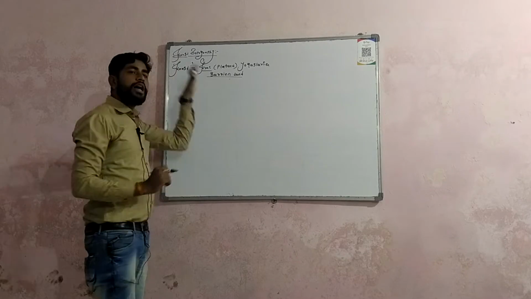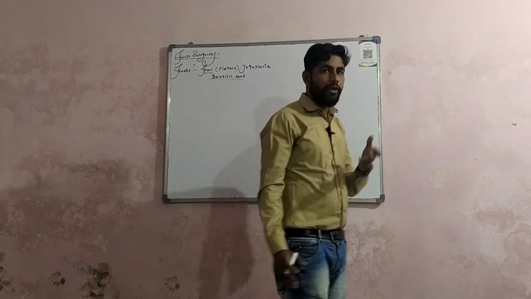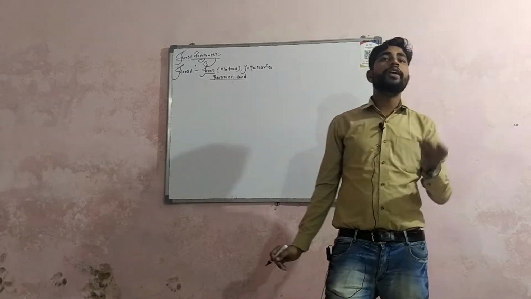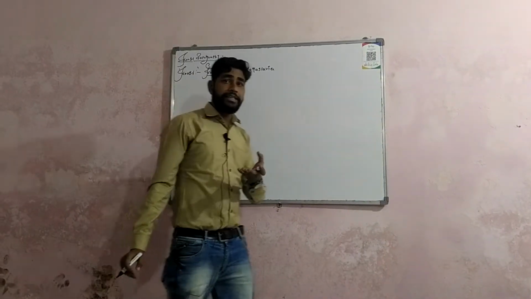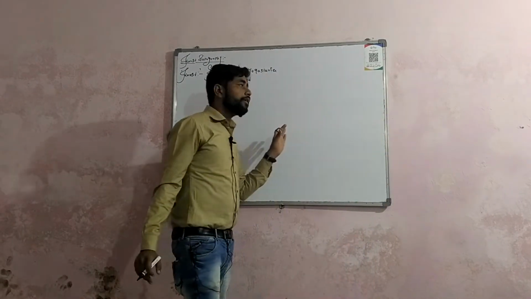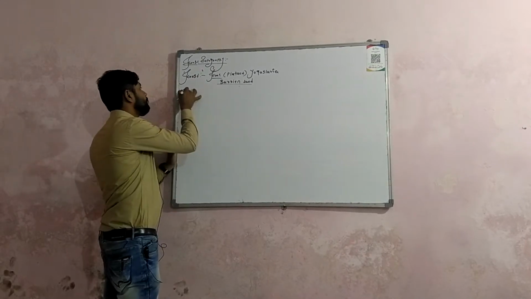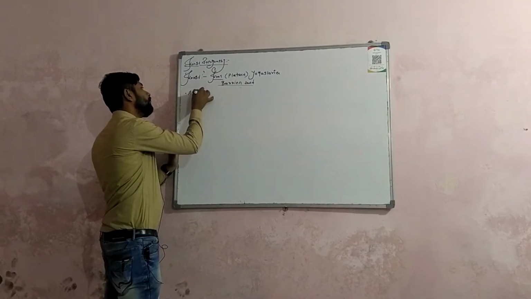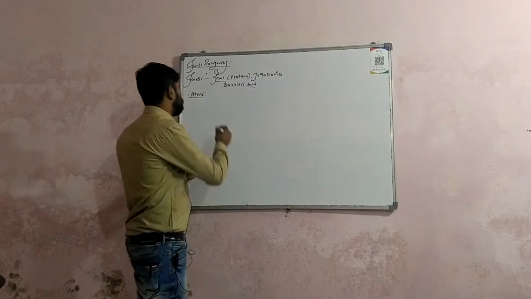Now for karst topography, the agent is applicable. You know that in aeolian environment we discussed wind is the agent applicable, water is the agent applicable for fluvial environment, and for karst topography the agent applicable is groundwater.